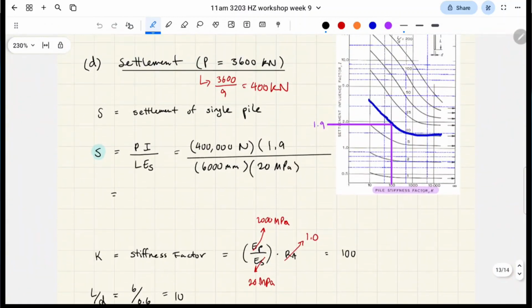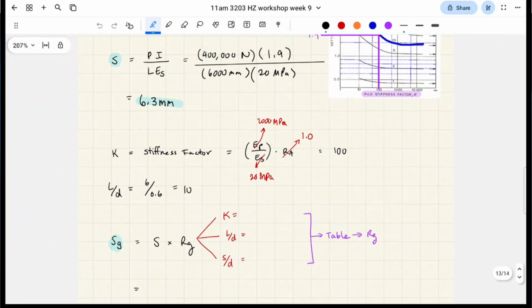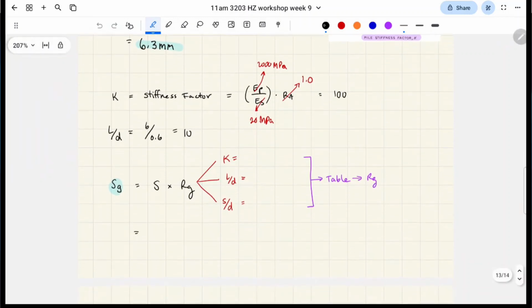So we plug 1.9 into that equation, and we get our settlement in millimeters. The settlement of one of our individual piles is 6.3 mil. Now we have to determine something called SG, which is our settlement of the entire pile group, but we have to determine RG first. RG is a multiplication factor to account for the interaction of the piles with each other and how much they settle by. Luckily, we've already calculated K and L on D, but we haven't calculated S on D yet.